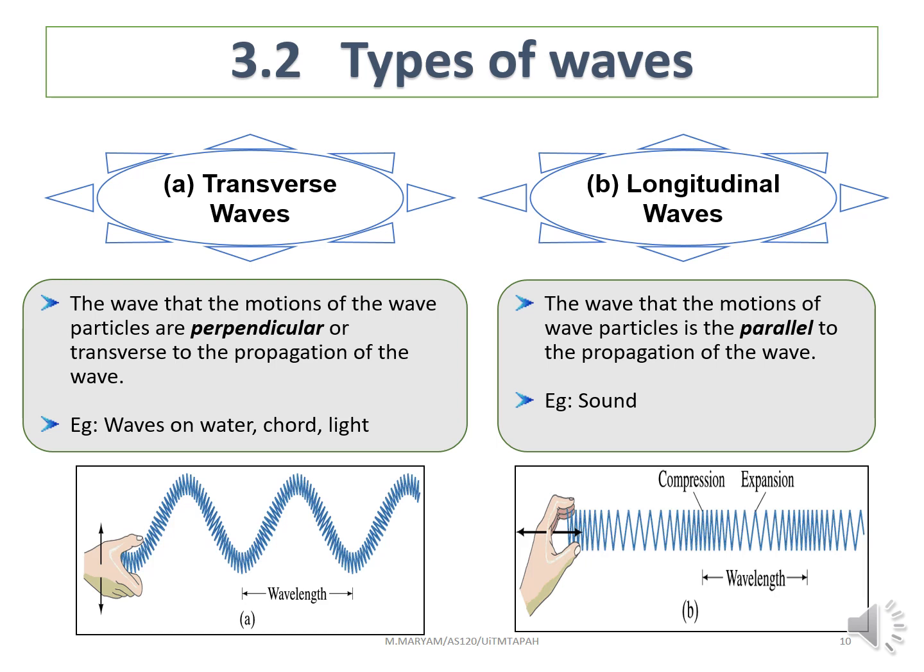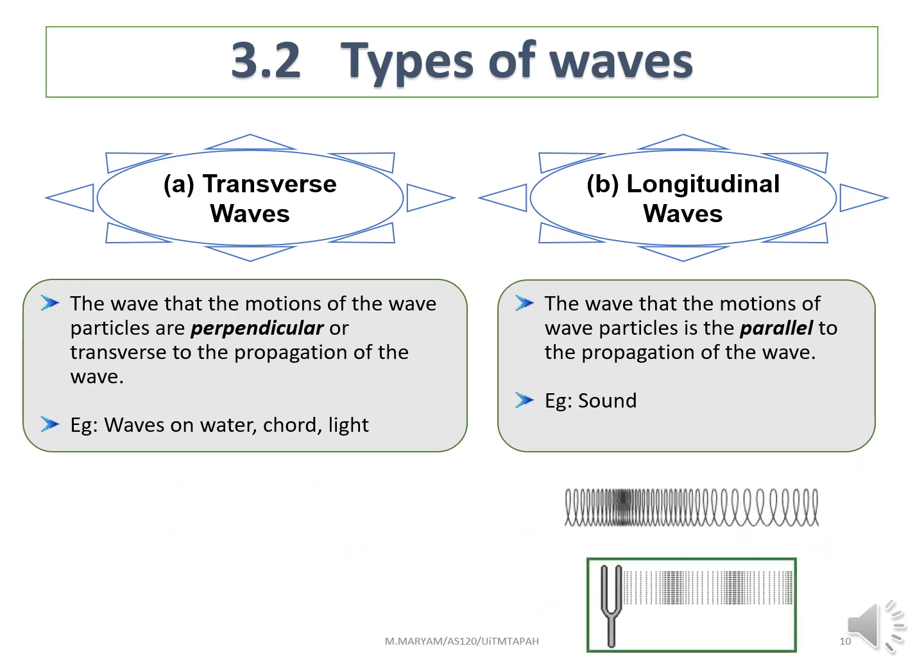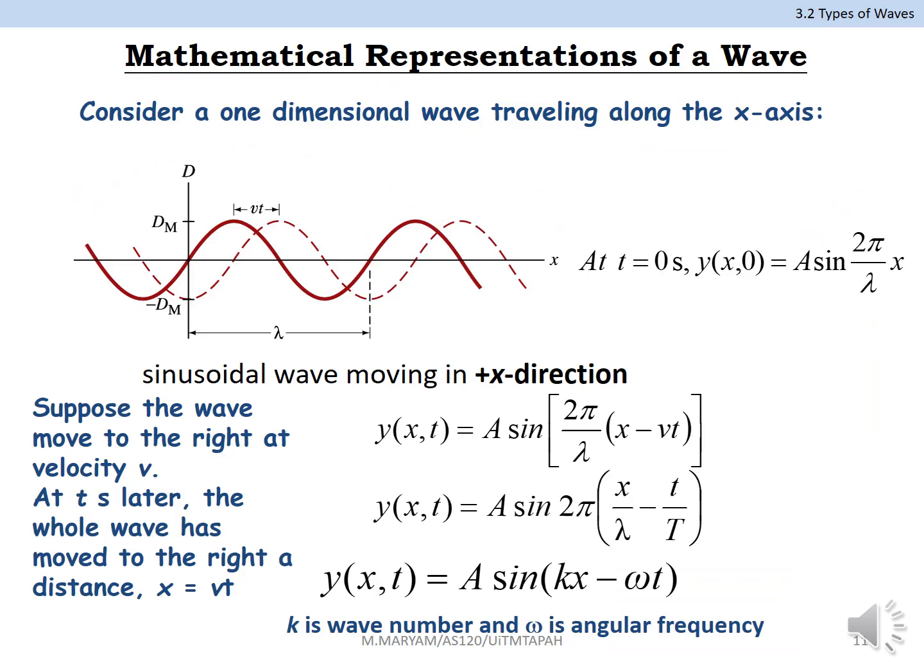A longitudinal wave is a wave in which the motion of the wave particles is parallel to the propagation of the wave. As you can see in the figure, it's parallel. So, for example, a sound wave. As you can see, the example there.